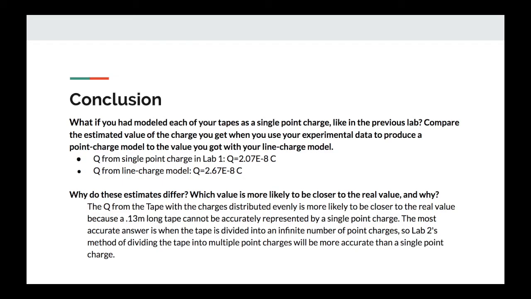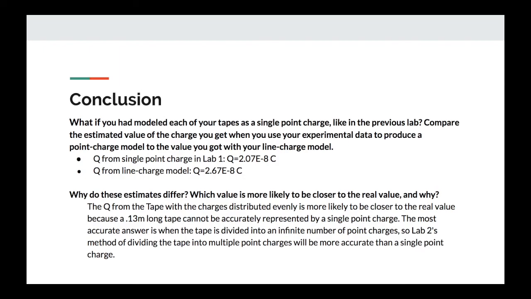In conclusion, if we had modeled each of our tapes as a single point charge like in the previous lab, the q value that we calculated was 2.07 times 10 to the negative 8 coulombs. In this lab, on the other hand, with the line charge model representing the tape, I calculate Q to be 2.67 times 10 to the negative 8 coulombs. These estimates differ, because the Q from the tape with the charges evenly distributed is more likely to be closer to the real value. This is because a 0.13 meter long tape cannot be accurately represented by a single point charge.